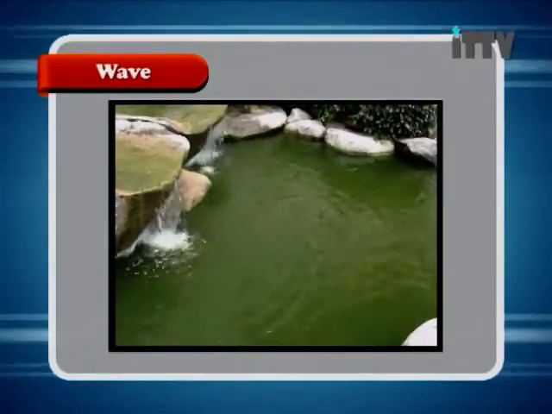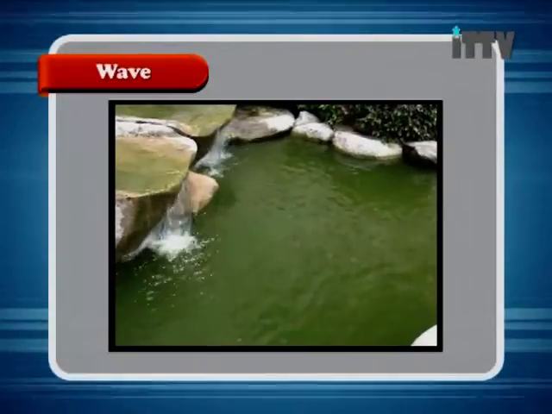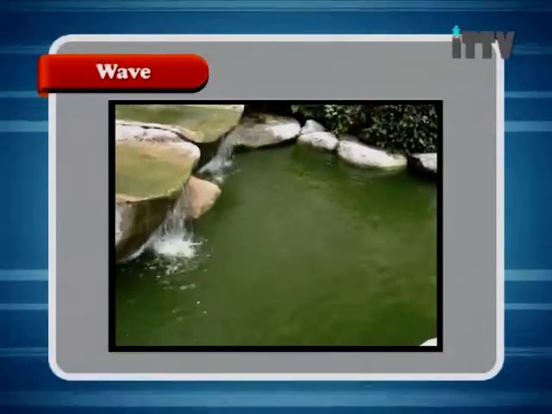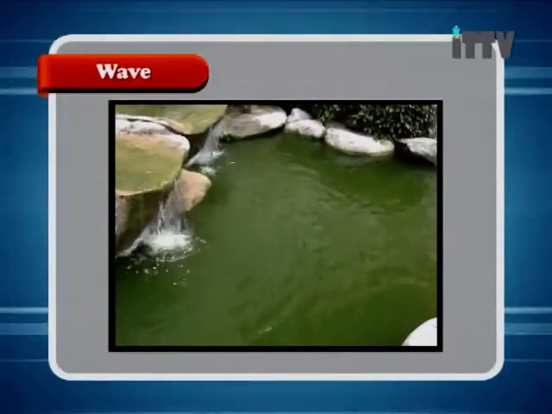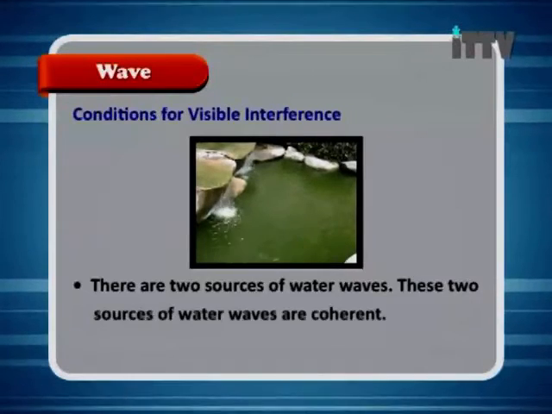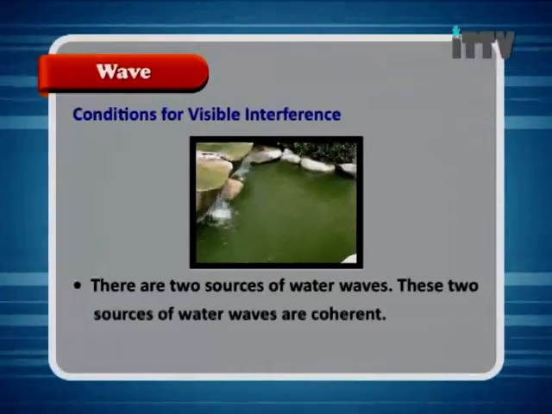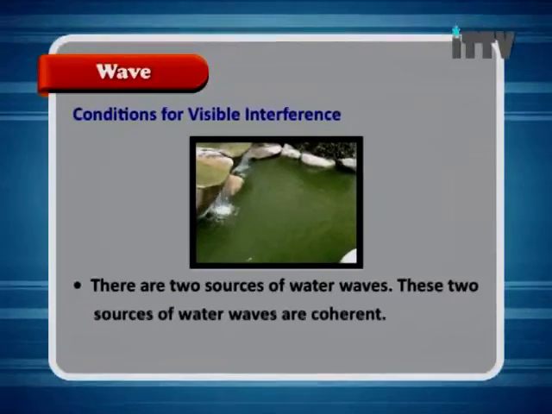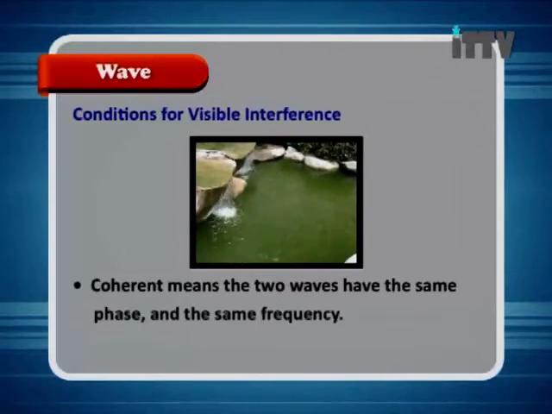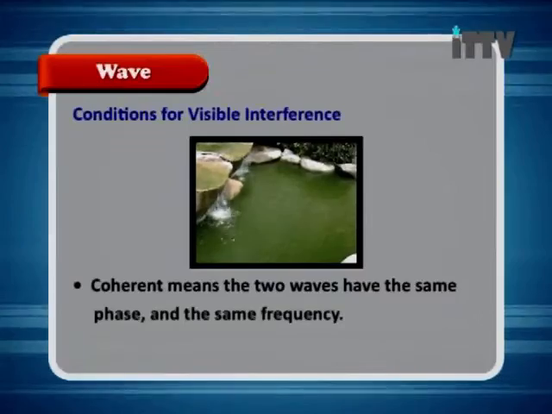Now, watching this video, you can see that we have two waves coming down, or two waterfalls, I should say. And from these two waterfalls, we get two sets of circular waves that are interfering with each other. There are two sources of water waves. These two sources of water waves are coherent. Coherent means the two waves have the same phase and the same frequency.